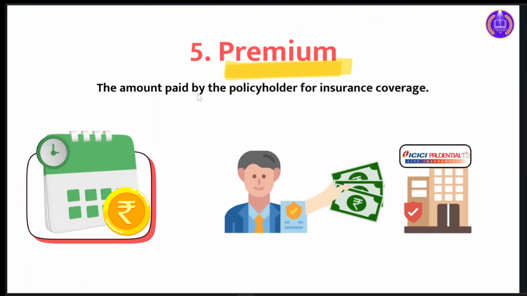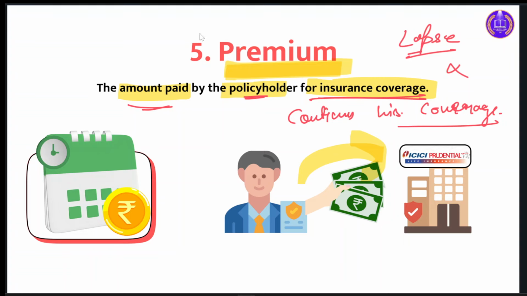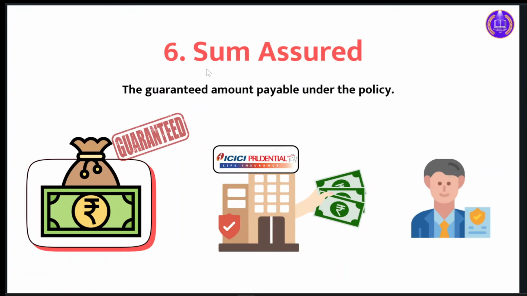Then we have premium. Premium is the amount paid by the policyholder for insurance coverage. We have already seen that the policyholder is paying regularly to that insurance company to continue his coverage. If he doesn't pay, then the insurance will lapse. So it is the amount paid by the policyholder for the insurance coverage. So this is premium. And what is sum assured?